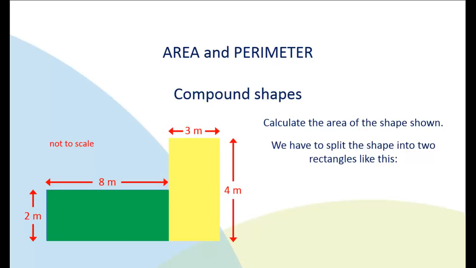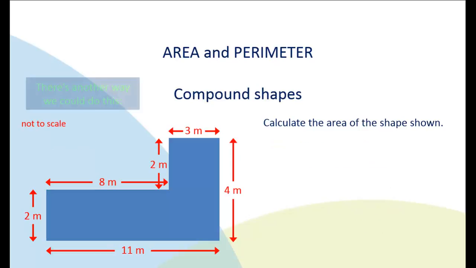So we can see the area of the green rectangle is 8 times 2, and the area of the yellow is 3 times 4. So the total area is 8 times 2 plus 3 times 4, and if we add those up, we get 28 square meters. So some of the shapes we might need to split up into 3, 4, even 5 rectangles, but that's the strategy we use for doing it. Split it up into rectangles.